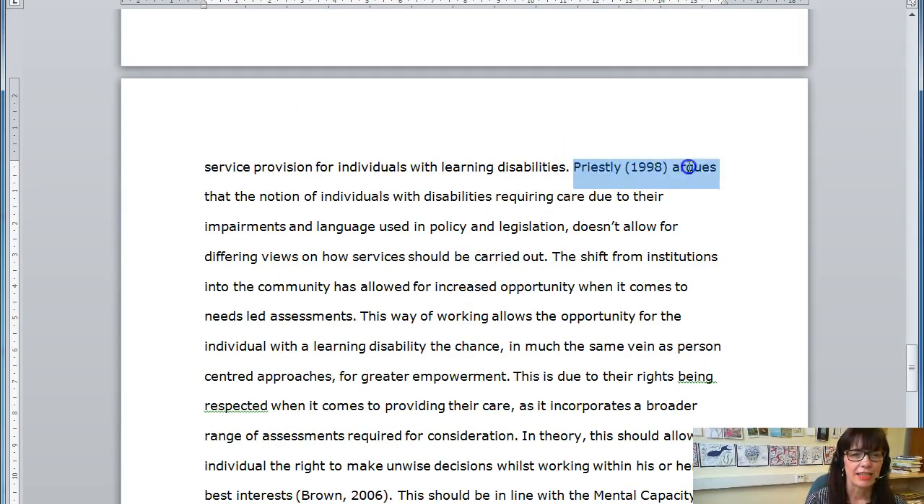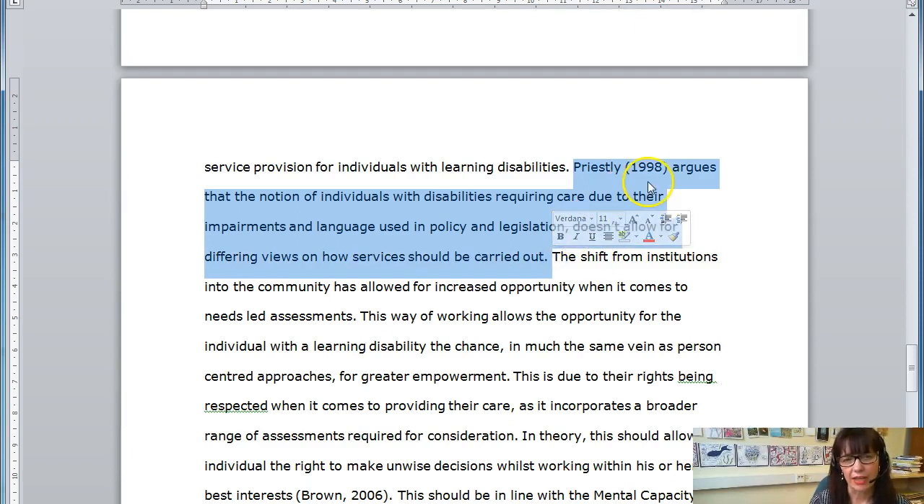Let me just go here. Priestley, 98, argues the notion of individuals with disabilities requiring care due to their impairments, and language use, doesn't allow for different views. So what we have here is an older reference, and it would be interesting, again, trying to cover 40 years, probably too much to do in an essay of this size. But language that we've used, you know, that could form the essay. You know, the language that we used has changed, and then look at some of that language and where that fits more into the medical model or the social model.